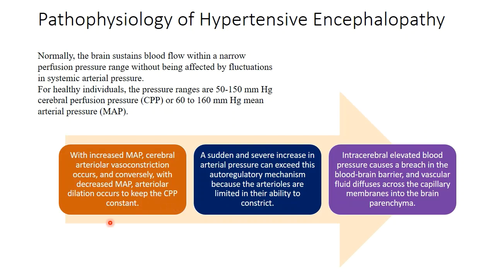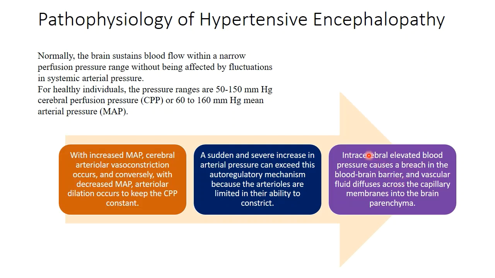pressure constant. However, in cases of hypertensive encephalopathy, these arterioles have limited ability to constrict or to relax because of the significant arteriosclerosis that has developed. Therefore, a sudden and severe increase in the arterial pressure can exceed this autoregulatory mechanism and can result in what is called a hemorrhagic stroke.